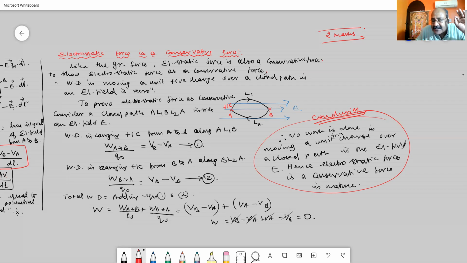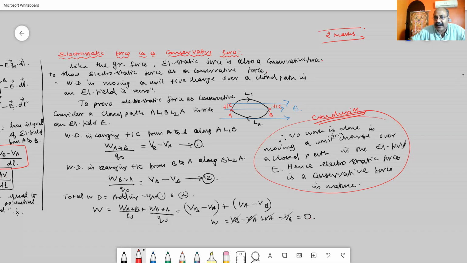Now, if I move this unit positive charge from A to B, what is the work done? The work done in moving a unit positive charge from A to B along the path A, L1, B is the work done per unit charge, which is equal to the difference in potential, final potential VB minus initial potential VA. Similarly, when the same unit positive charge is moved from B to A, the work done is the final potential at A minus the initial potential at B, so VA minus VB. To calculate the total work done, add the two equations. When you add them, the final answer is equal to 0.